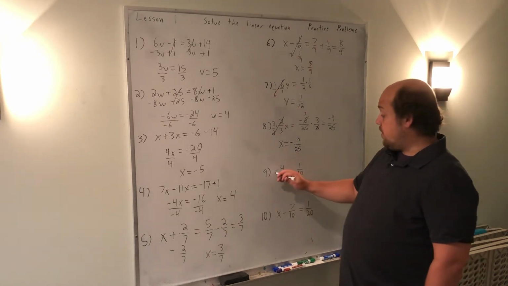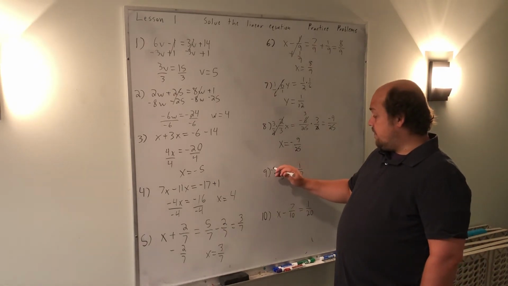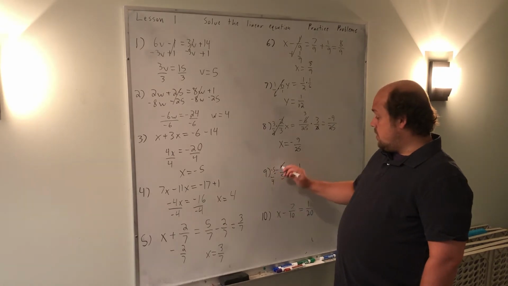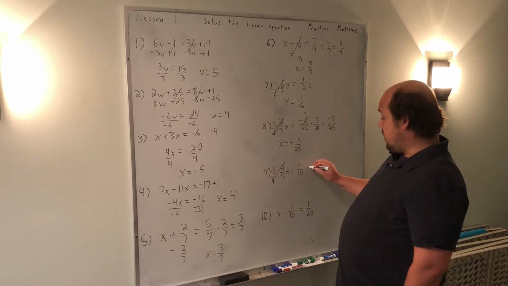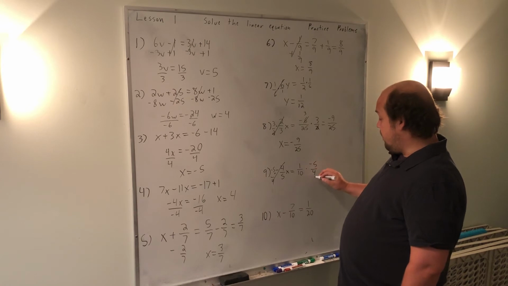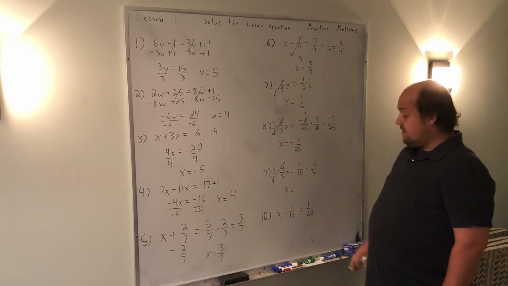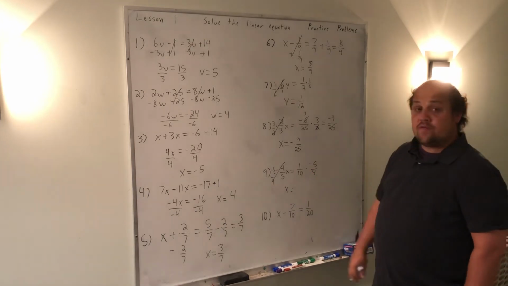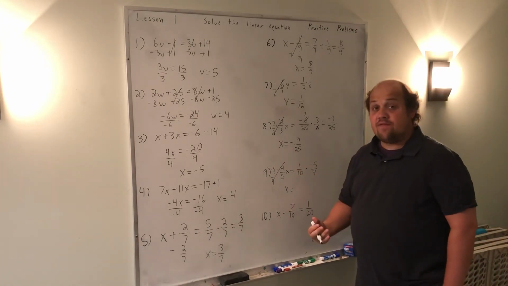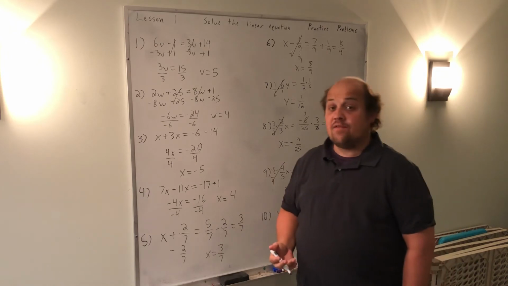Problem number 9, I'm going to multiply by negative 5 over 4. That way I'll just get 1x. When I multiply this by negative 5 over 4, I get 1 times negative 5 is negative 5, 10 times 4 is 40, so it could become negative 5 over 40 that would reduce to negative 1/8.